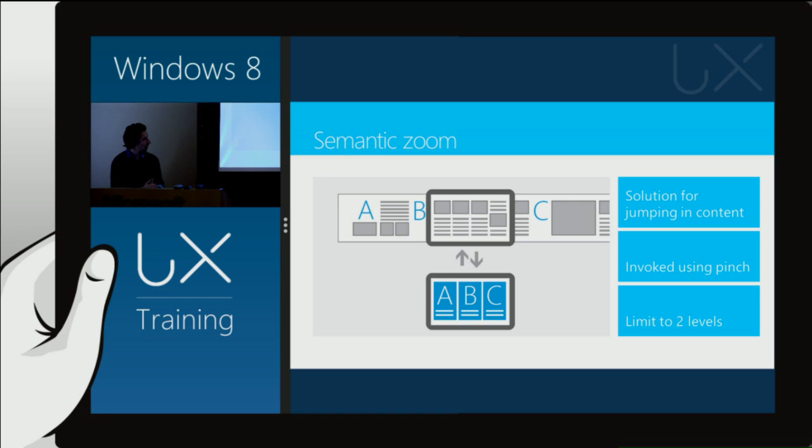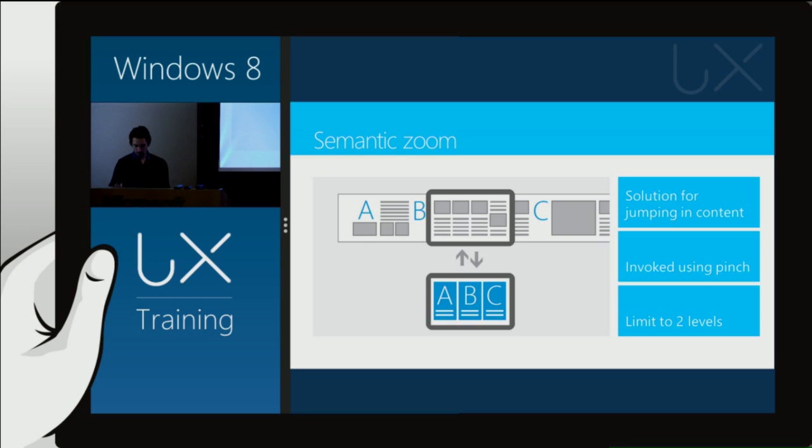Semantic zoom is really a touch-first way to give the functionality of a scroll bar, is the way I think about it. So it's really a solution for jumping in content. Think about mouse. You have a scroll bar. It's awesome for jumping around. We don't want to show the scroll bar when you're using touch, because you're panning around directly on the content. We don't want to show that chrome. So how do you jump in content? Well, we use semantic zoom. It's invoked with pinch, like I showed.